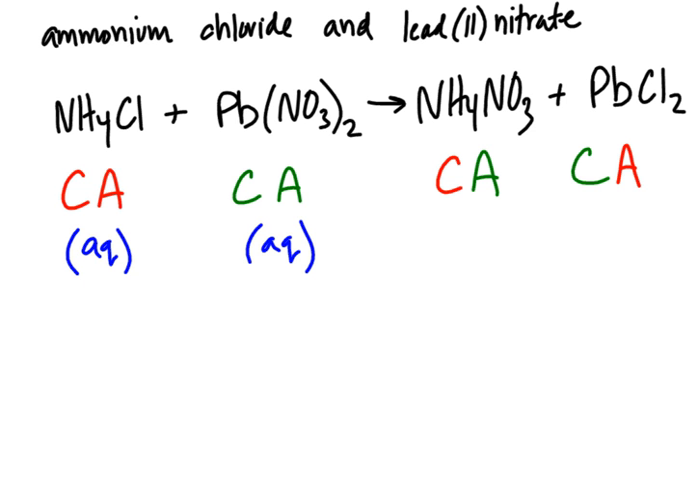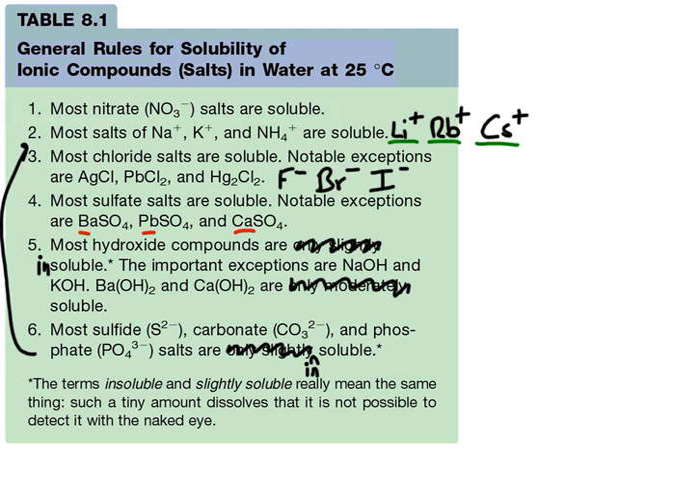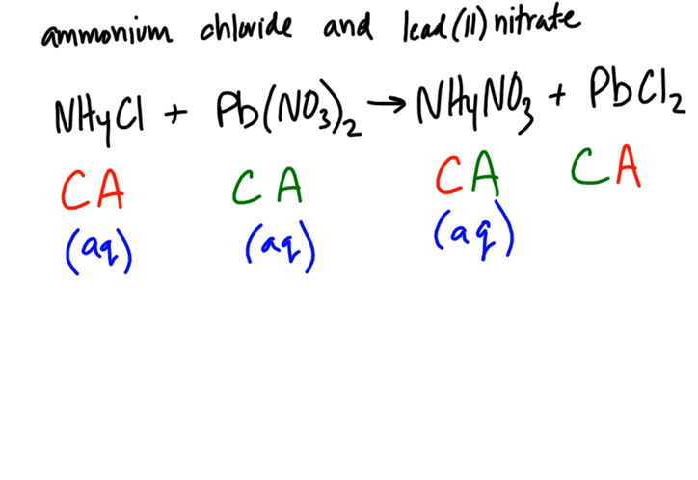And then that brings us to our product side, ammonium nitrate. Well, if all ammonium salts are soluble and all nitrate salts are soluble, then it only makes sense to say that that would also be aqueous and stay in solution. But now the lead chloride, if you look at the exceptions for chloride for rule number 3, one of the exceptions is lead 2 chloride.